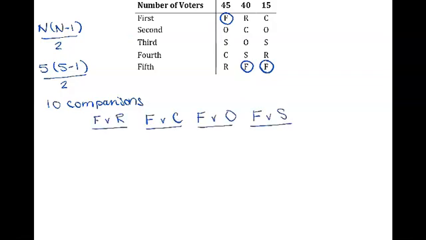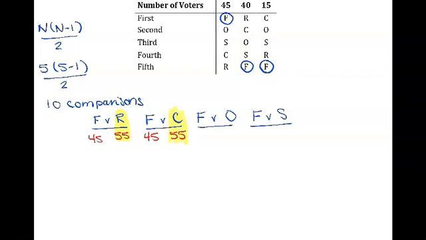When we compare Fresno to Reno, we see that 45 people prefer Fresno over Reno, while 55 prefer Reno over Fresno. So in this case, Reno is the winner and receives 1 point. If we compare Fresno to Carson City, we again have 45 people that prefer Fresno over Carson City and 55 that prefer Carson City over Fresno. So in this case, Carson City gets the point.